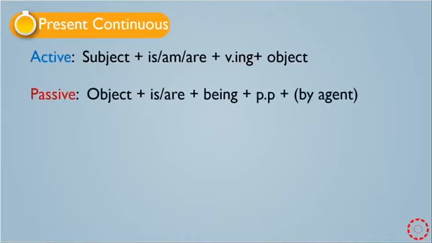This is the passive form of present continuous. We move the object and put it at the initial of the sentence, and then we have verb to be, is or are. It depends on the object, whether we use is or are. I will tell you later. And then we have being. This is very important. We have being. After being, we change the form of the verb. We change the form of the verb from present continuous, in the ing form, to the past participle form of the verb. And then we may have by agent.